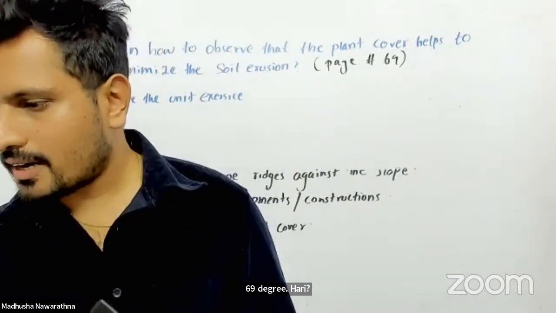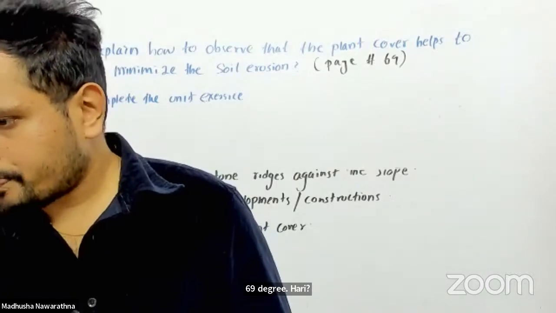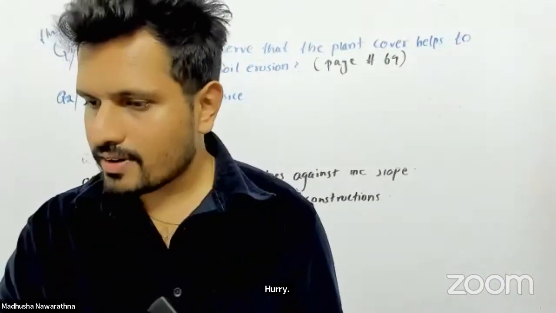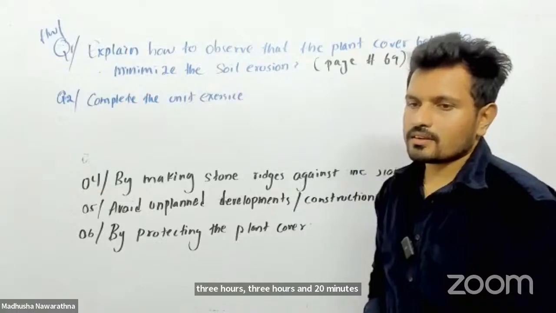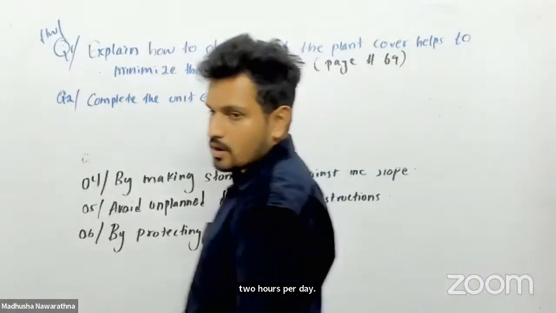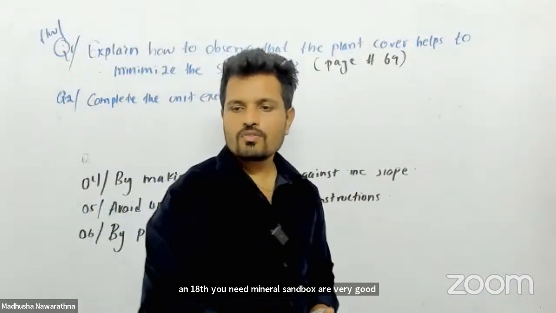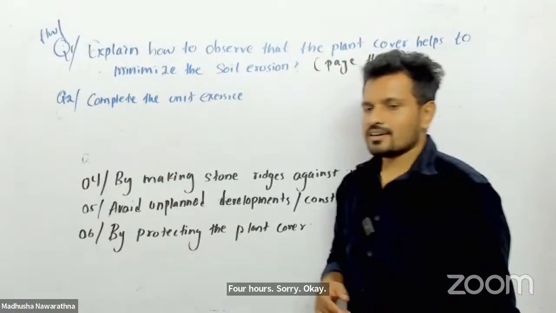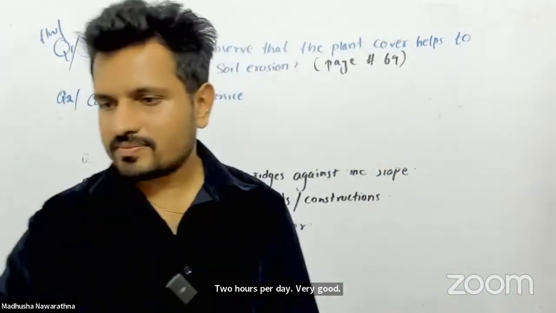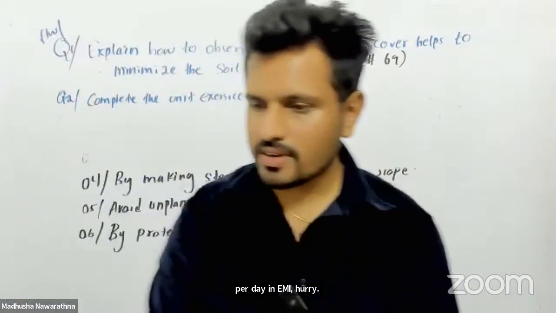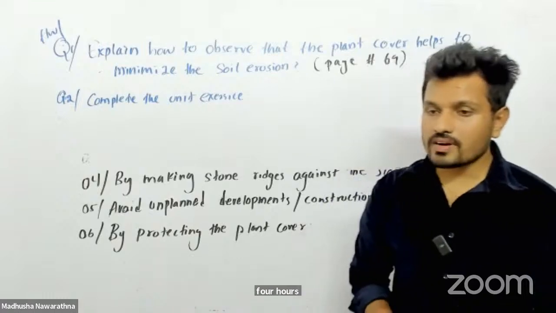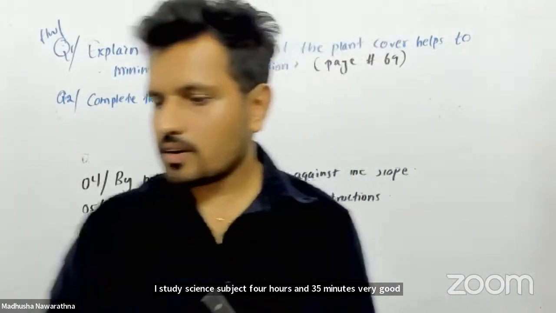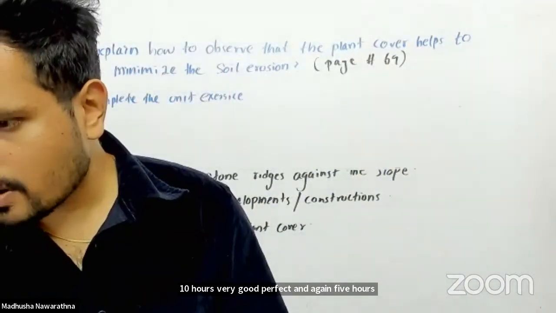Son, those who studied more, send it. This is good. 3 hours. 3 hours and 20 minutes. Again 3 hours. 2 hours per day. And the 18th unit, minerals and rocks, is very good. 1 hour per day, very good. 4 hours, sorry. Okay. Next week it should increase. 2 hours per day, very good. Right. 7 hours altogether, 4 hours. So I studied the science subject for 4 hours and 35 minutes. Very good. 10 hours, very good. Perfect. And again 5 hours. Right. Who else? Who else? There are more students still doing this work.